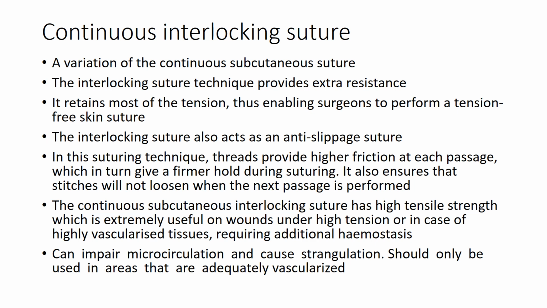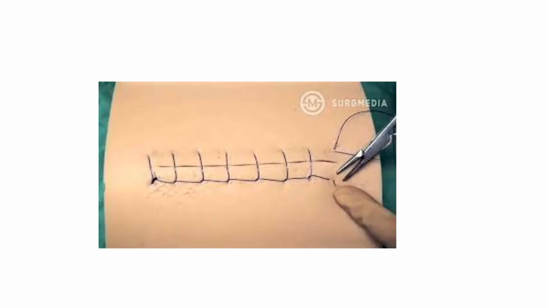The continuous subcutaneous interlocking suture has a high tensile strength, which is extremely useful on wounds under high tension or in case of highly vascularized tissue requiring additional hemostasis. It can impair microcirculation and can cause strangulation. So it should only be used in areas that are adequately vascularized. So this is an example of continuous interlocking suture. You can see how the strength of the suture is interlocking between sutures.